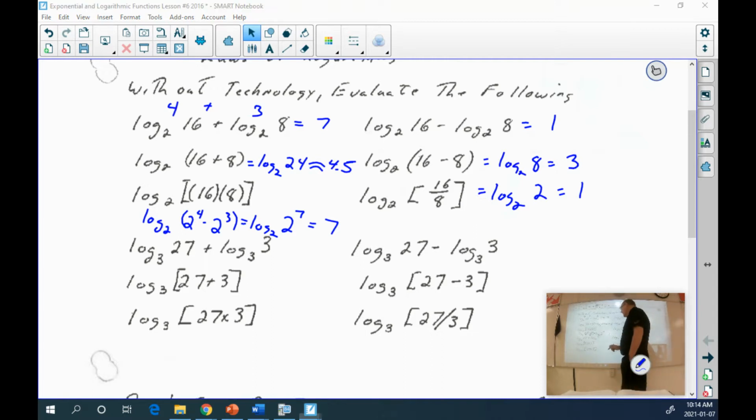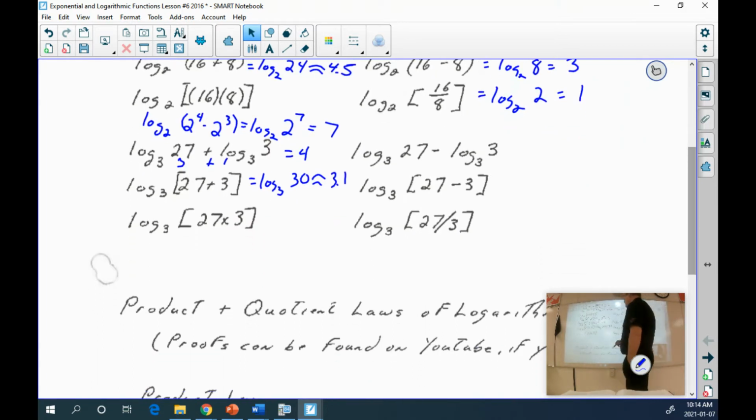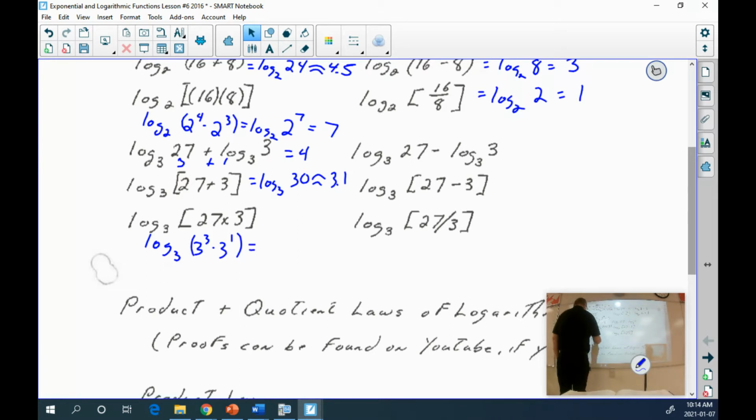Log base 3 of 27 is 3. Log base 3 of 3 is 1. So we have 4 for this guy. Log base 3 of 30 is approximately 3.1. Don't know the exact answer to that. We'll evaluate log base 3 of 27 times 3 the same way we did before. Log base 3 of 3 cubed times 3 to the 1. Log base 3 of 3 to the 4 is equal to 4.